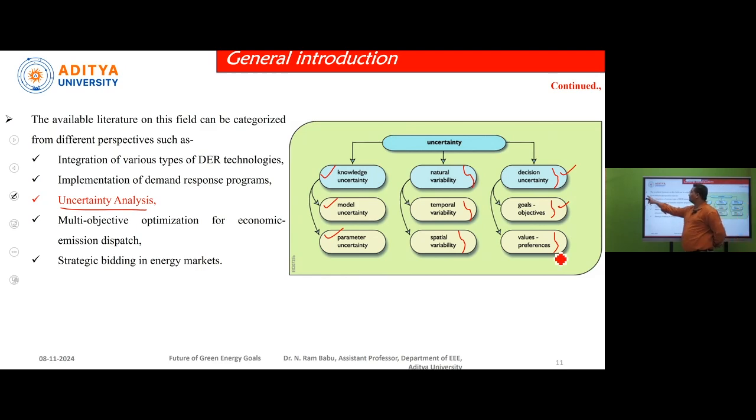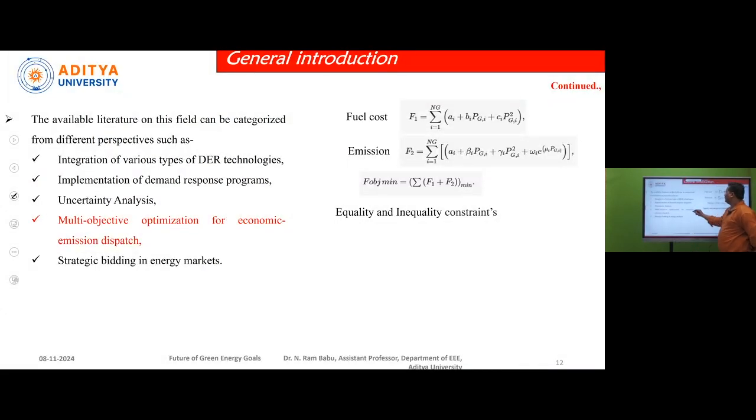And it is followed by multi-objective optimization for economic dispatch. First, here you are supposed to know about optimization. The second one is the economic perspective, the third one is the objective, whereas the fourth one is multi-objective. Let us discuss in detail. First one is optimization.